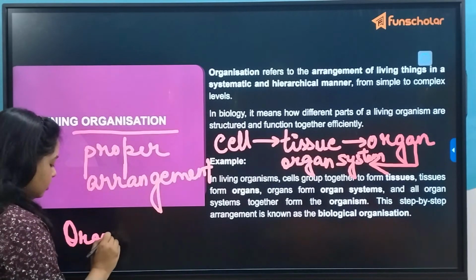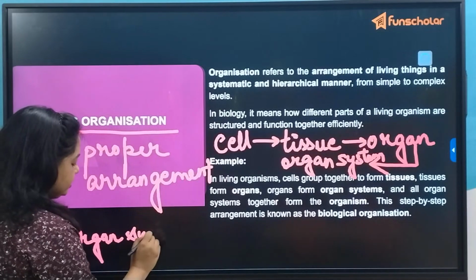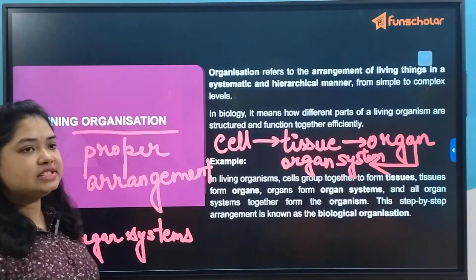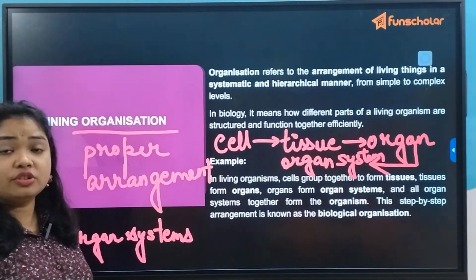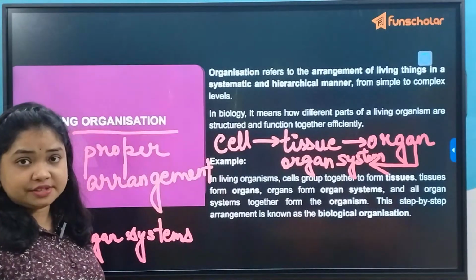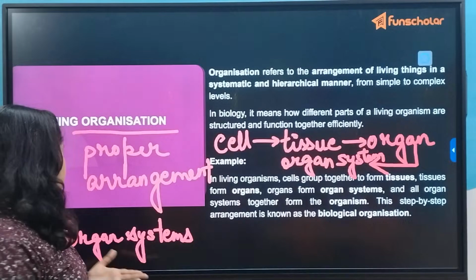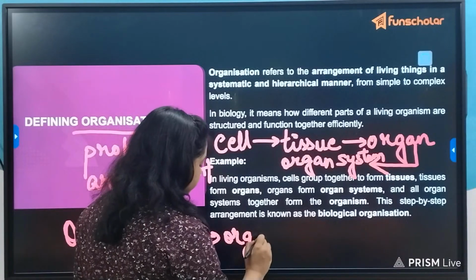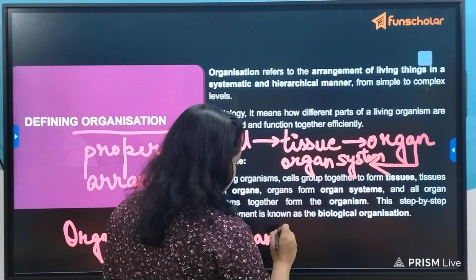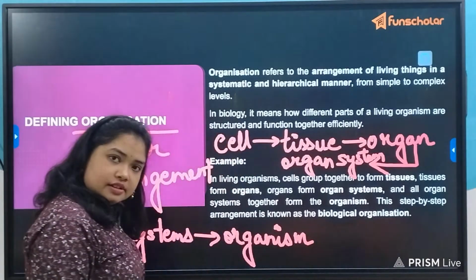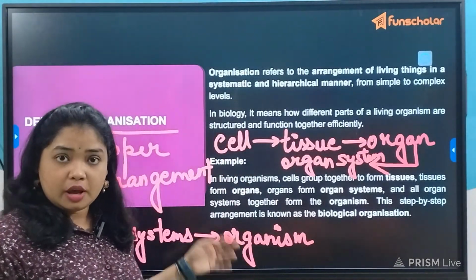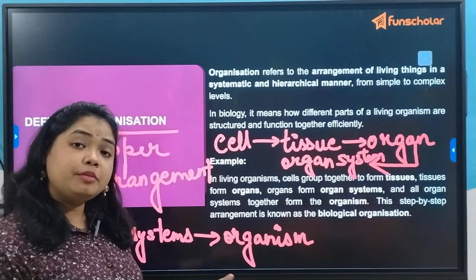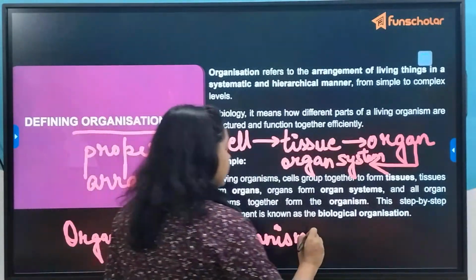Now, organ systems, just like in the human body, we have many organ systems such as the skeletal system, the digestive system, the nervous system, the endocrine system, excretory system, reproductive system, and respiratory system. So like this, all the organ systems together make up an organism. Right? We have studied up to this much only. But in this chapter, we will know beyond this also. What is the level beyond the organism level?